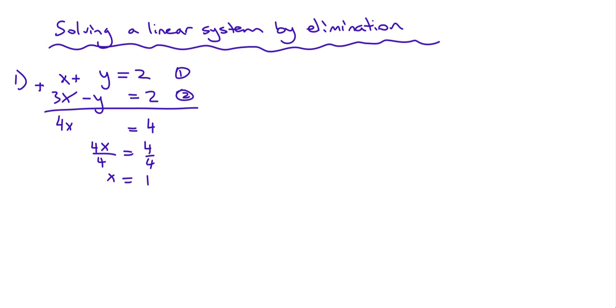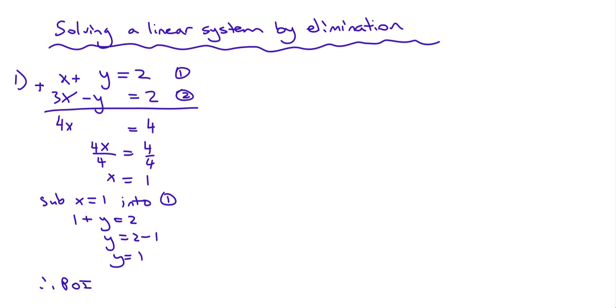You take your x equals 1 and substitute it into either of the equations. I'll substitute it into equation 1. So I'm going to go 1 plus y equals 2, and then y equals 2 minus 1, so y equals 1. My point of intersection is 1, 1. It's xy, so it's 1, 1. Let's do another one.